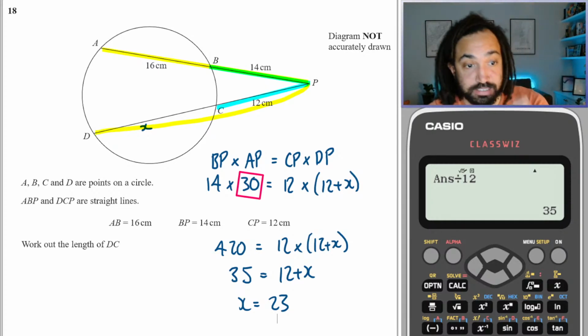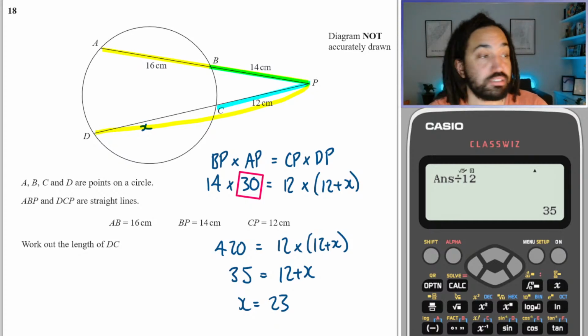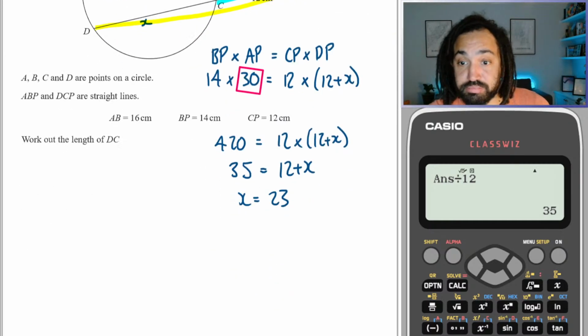Yes, let's go. Okay, still in the game. Still in the game.